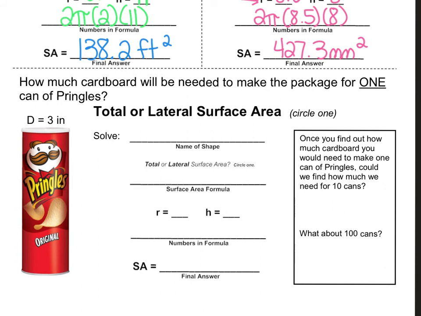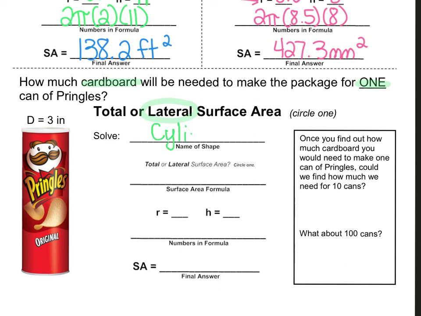Okay, so we have a word problem to finish this out. How much cardboard will be needed to make the package for 1 can of Pringles? Are we looking at lateral or total? So let's think about a Pringles can. Well, we know it's open at the top because that's where the lid goes, and that's how we get our Pringles out of it. But if you've ever held a Pringles can, you'll know that the bottom is actually aluminum. It is not cardboard. So we only need cardboard around the edges. So because of that, we would choose lateral.